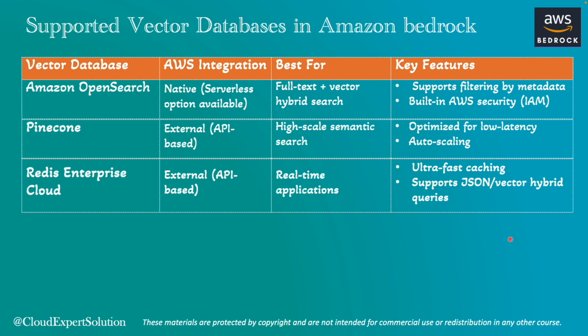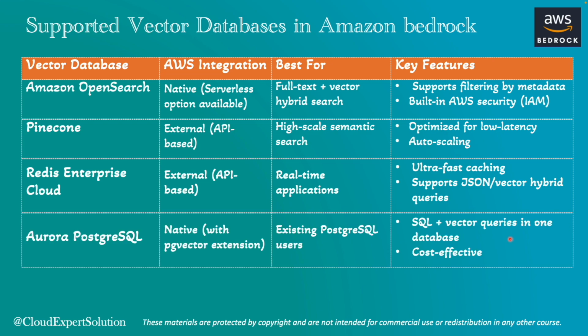The next option could be Redis Enterprise Cloud. Again, this is external. This is not Amazon ElastiCache Redis. This is Redis Enterprise Cloud. Since this is an external service, integration is API based or external integration, and this is best for any real-time application. Key features are that it has ultra fast caching. It supports JSON or vector hybrid queries. If you have a requirement to query using JSON or vector hybrid, then you have Redis Enterprise Cloud.